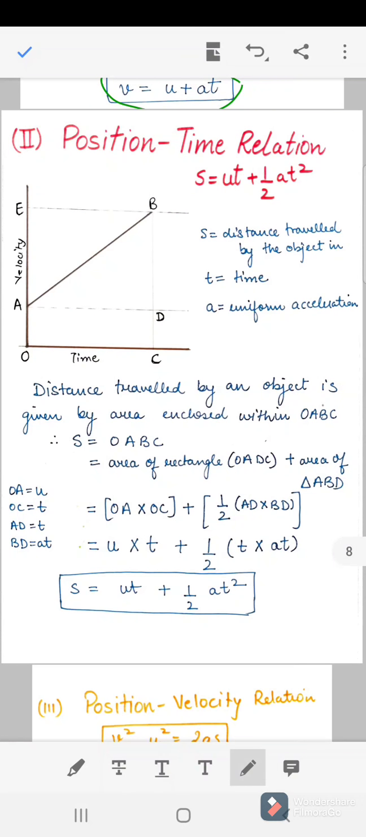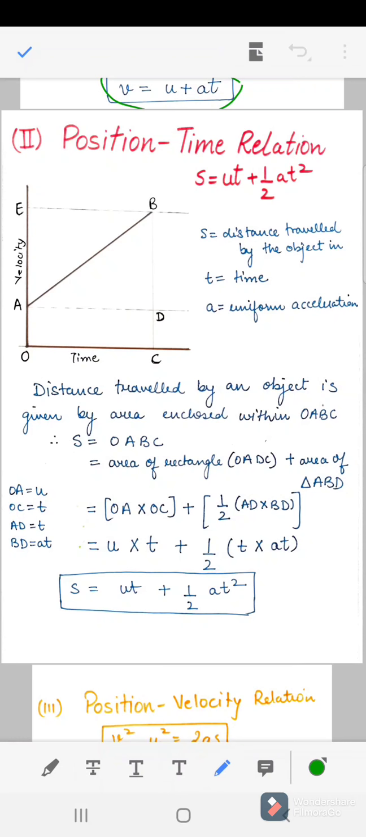Next is the position time relation, which is s is equal to ut plus half at square. Here also we have a velocity time graph, where s is the distance traveled by the object in time t with the uniform acceleration a. The distance traveled by an object is given by the area enclosed within O, A, B and C.